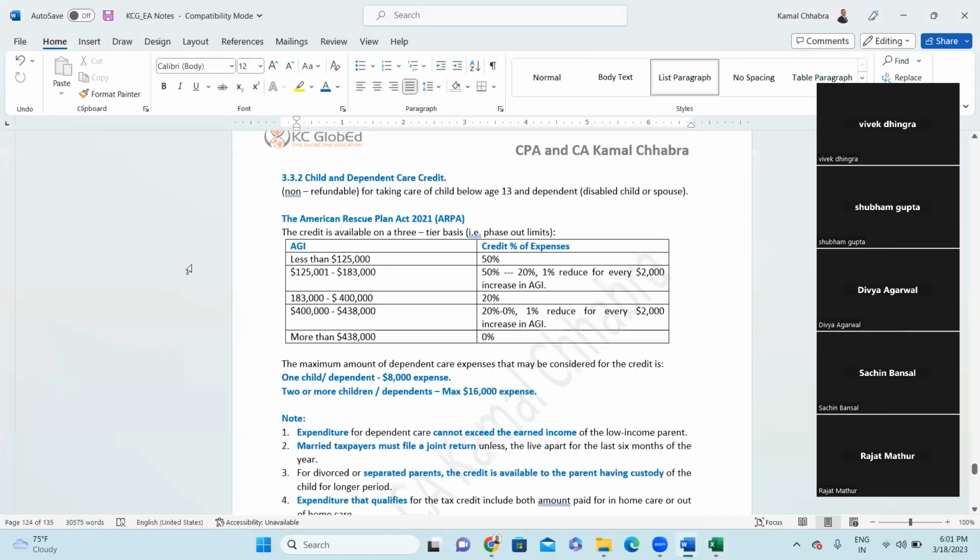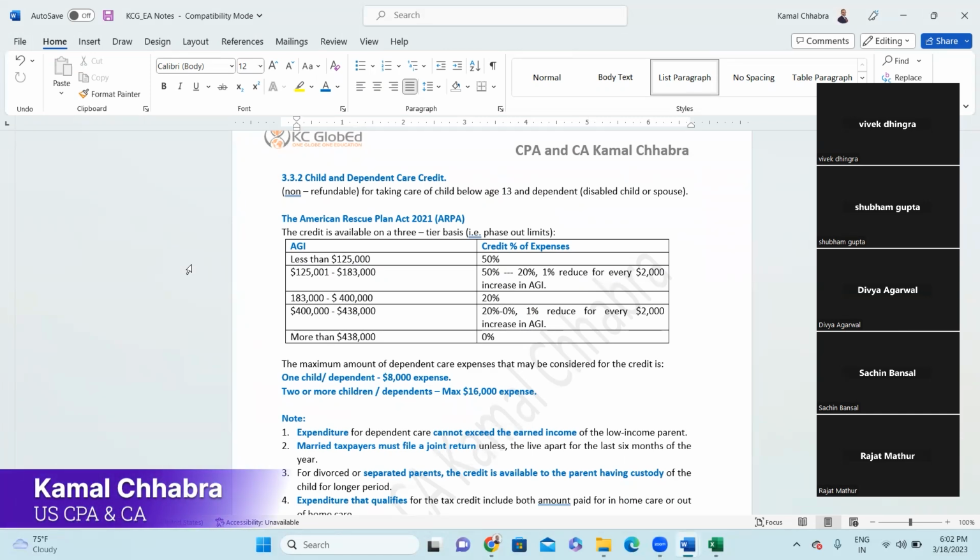So what it's saying is, if your AGI is less than 125,000, then 50%. More than 125,000 but less than 183,000, then 50% to 20%, 1% will be reduced. And if it is more than 183,000 but less than $400,000, then 20%. But if your income is more than $400,000, then again you'll be reducing 1% for every 2,000 increase. And if your income is more than $438,000, then the amount you are eligible is 0%. Make sense? So how many phase out limits does it have?